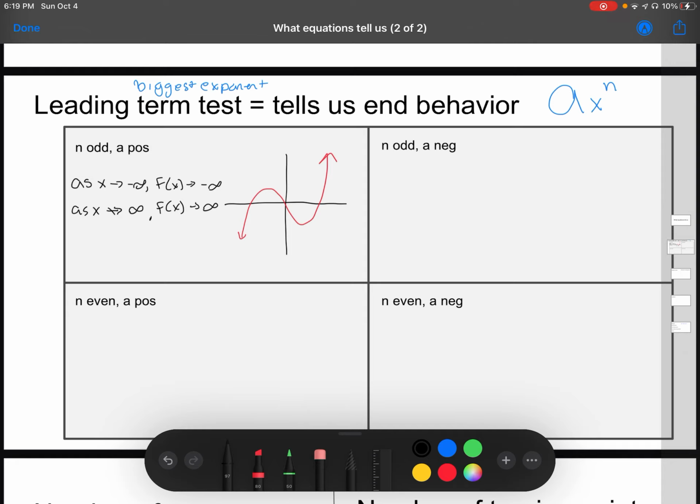If you change a to be negative, so n is still odd, but now a is negative, your graph will do this. Now the left is up and the right is down, so it's backwards. So as x approaches negative infinity, f of x approaches positive infinity. As x approaches infinity, f of x approaches negative infinity.